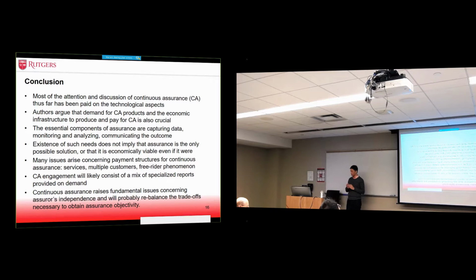Many issues arise concerning payment, trust structures and services, multiple customers, and free rider phenomena. Continuous assurance engagement will likely consist of a mix of specialized reports provided on demand. Last, main continuous assurance has fundamental issues concerning assurance independence, and will probably balance the trade-off of the assurance.